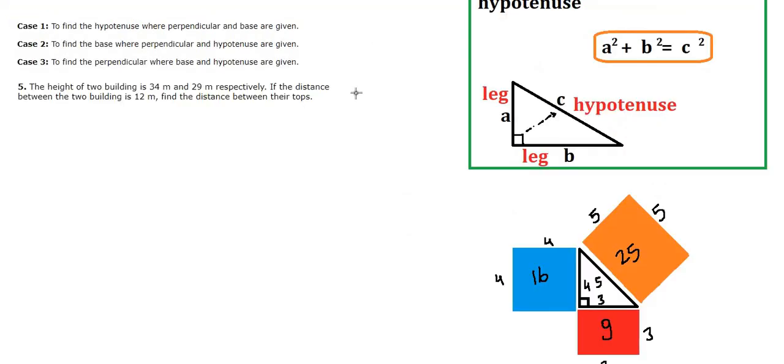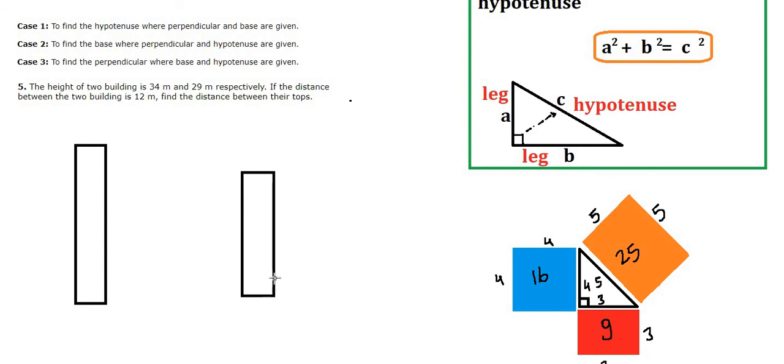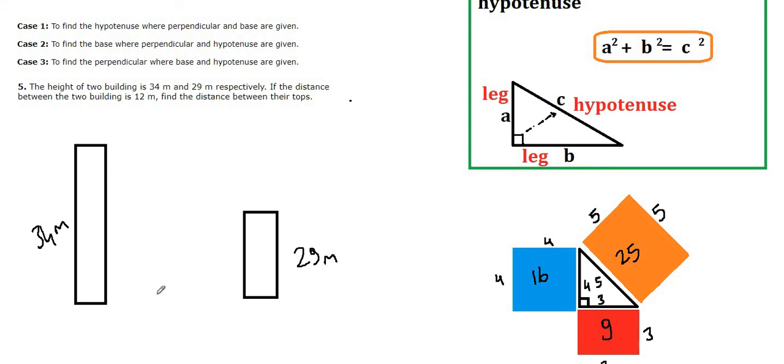Let's check out the last example on this topic. The height of two buildings is 34 meter and 29 meter respectively. If the distance between the two buildings is 12 meter, find the distance between their tops. So we have a building which is 34 meter, and we have another building which is 29. So this is the 34 meter building, this is the 29 meter building, and the distance between these two is 12 meter. So we're going to find the distance between their tops.